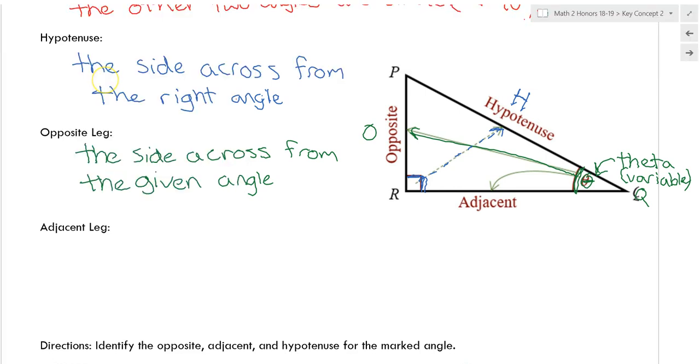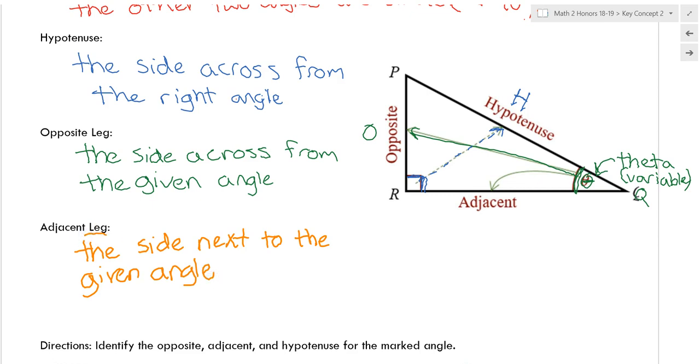And then we have our adjacent leg. Our adjacent leg is the side next to the given angle. That's not the hypotenuse, pretty much. The hypotenuse is also next to the given angle, but that's not a leg. The leg is not the hypotenuse. The easiest way is to look where the given angle is, look where the right angle is, and between those two, that's your adjacent side.